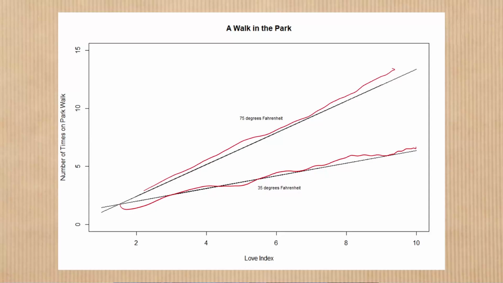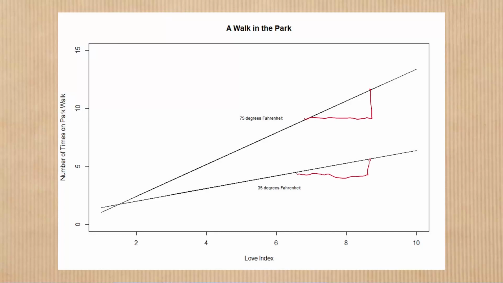And if, in fact, the temperature is moderating the relationship of love to walking in the park, then temperature is actually the influencing factor. And where do we see that influence here in this picture? We see that influence because there is a difference in the slopes of these lines. There is a greater slope here in 75 degrees than there is down here in 35 degrees.